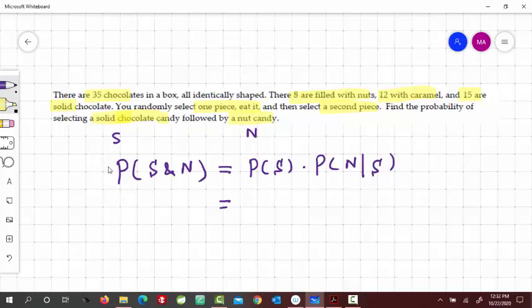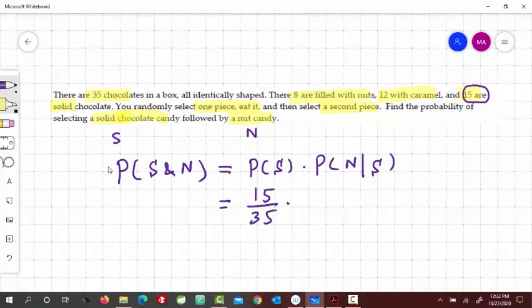And now the probability of selecting a solid chocolate candy. So there are, say, 15 of them, solid chocolate candy. So we can draw 15 different ways out of 35. So the probability would be 15 out of 35.